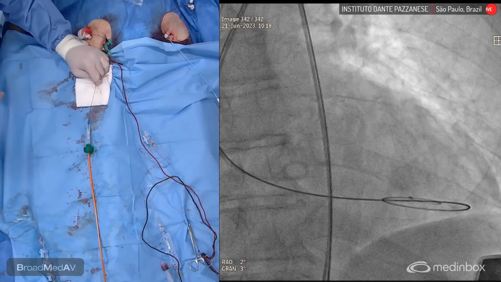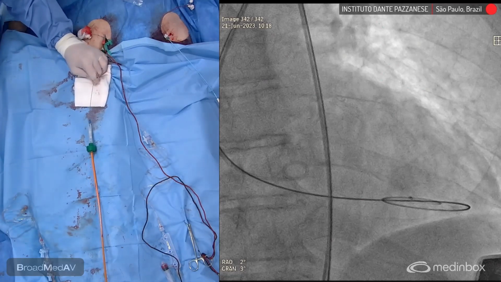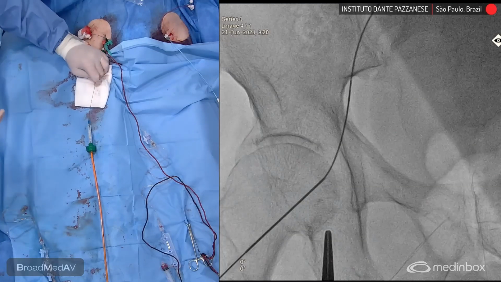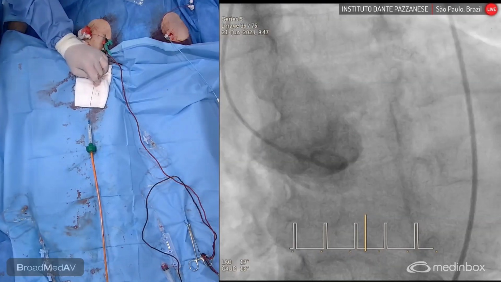Could you briefly tell us how is our experience with this valve here at Dante? Of course, Dr. Fausto, we have the biggest experience in South America, in Brazil. We have more than 150 cases already performed. We started in December 2020. You guys performed the first case. We have good clinical results, with low pacemaker rates, a single digit, low PVL, and good hemodynamics.